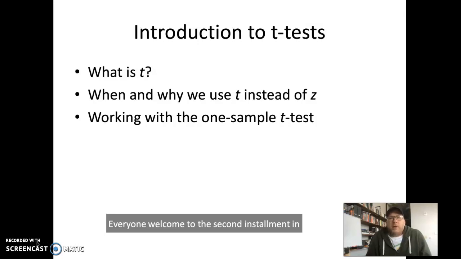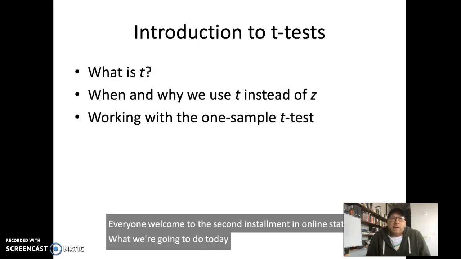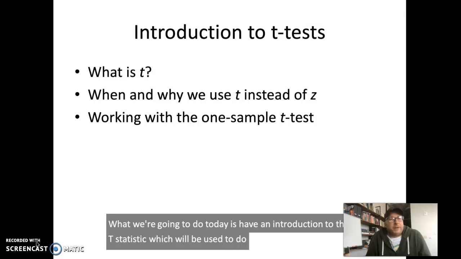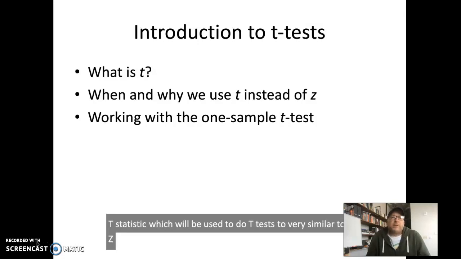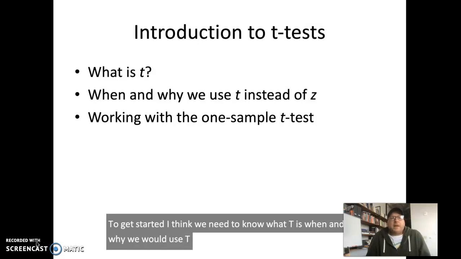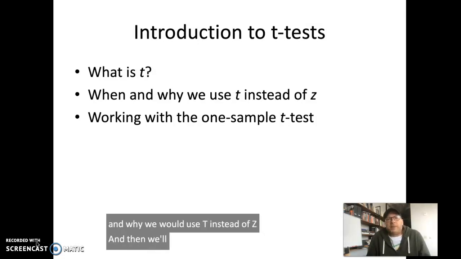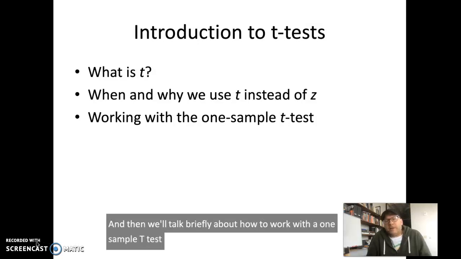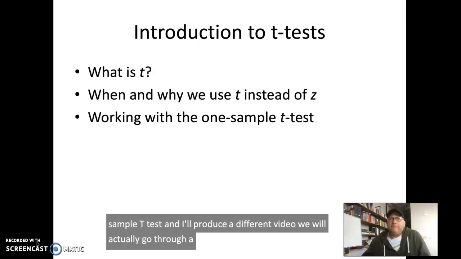What we're going to do today is have an introduction to the t-statistic, which will be used to do t-tests, which are very similar to z-tests, just another version of that. To get started, I think we need to know what t is, when and why we would use t instead of z, and then we'll talk briefly about how to work with a one-sample t-test, and I'll produce a different video where we'll actually go through a couple t-tests.